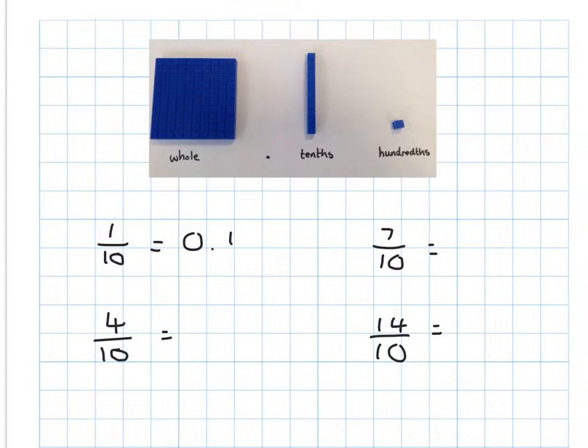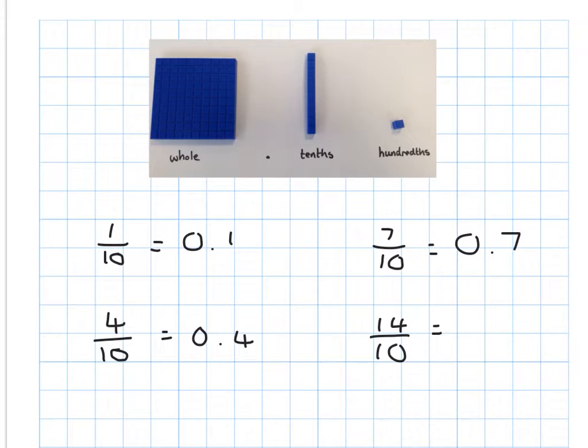Look at the next fraction. We've got 7/10. That means we've got 7 of these. We've not got enough to make a whole block. We have no extra hundredths. So 7/10 is just 0.7. 4/10 likewise. We've got 4 of these tenths rods. So we've got 0.4.